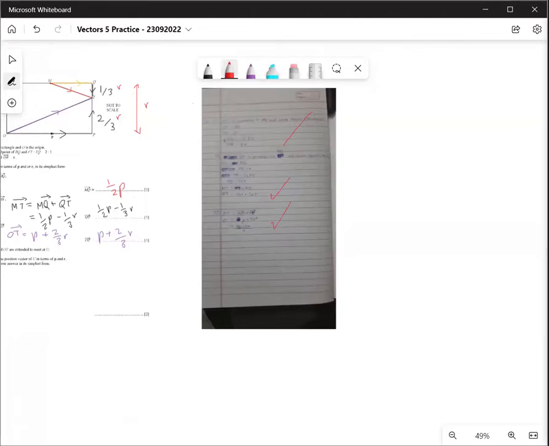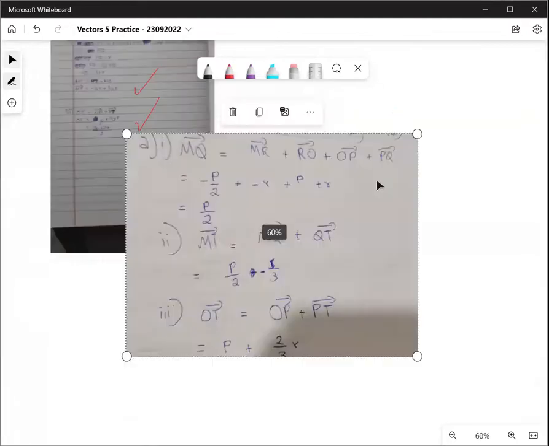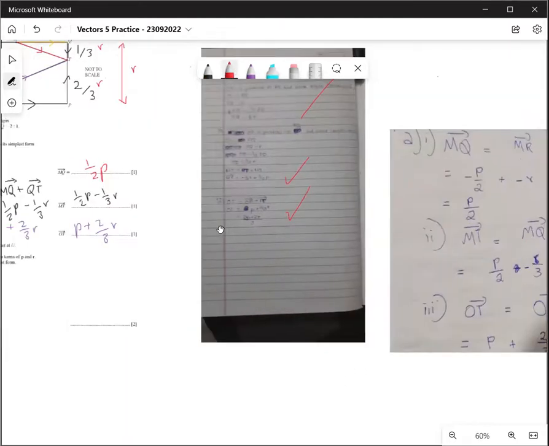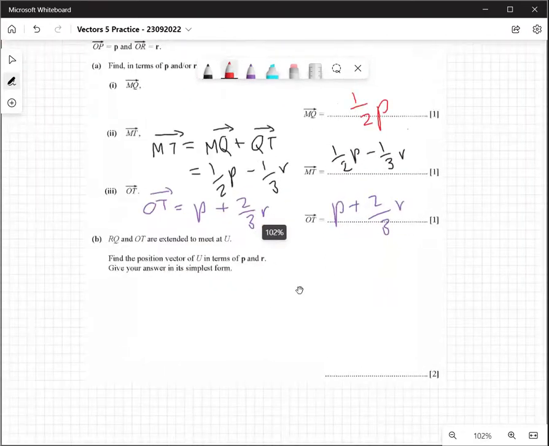Now start doing part B. Chop chop. Right, yeah. There's a part B. I couldn't see it at once.